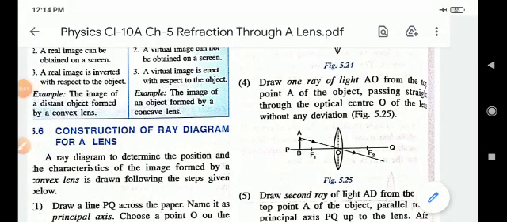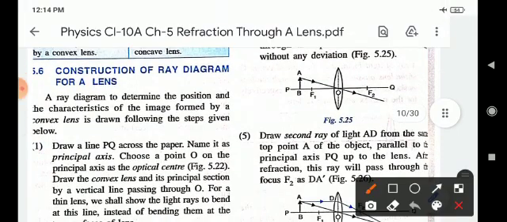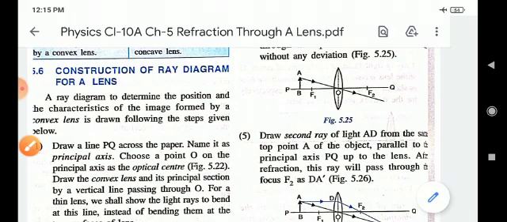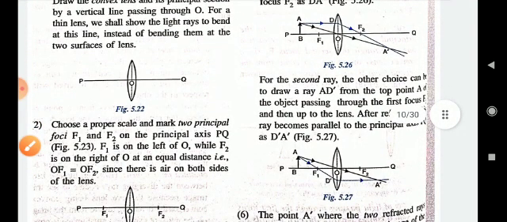Now I will discuss construction of a ray diagram for a lens. Very important part, that is construction of a ray diagram for a lens. A ray diagram, to determine the position and characteristics of the image formed by the convex lens or concave lens, is drawn following the steps given below. Children, this is the main point.